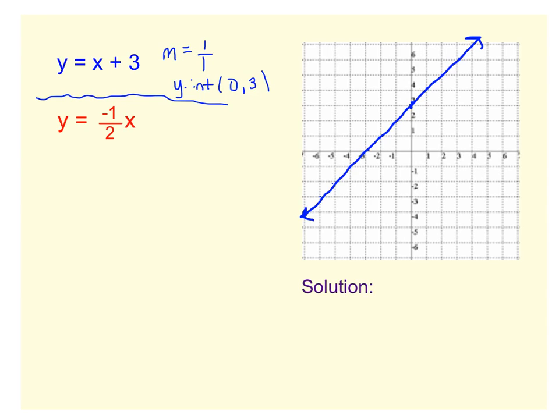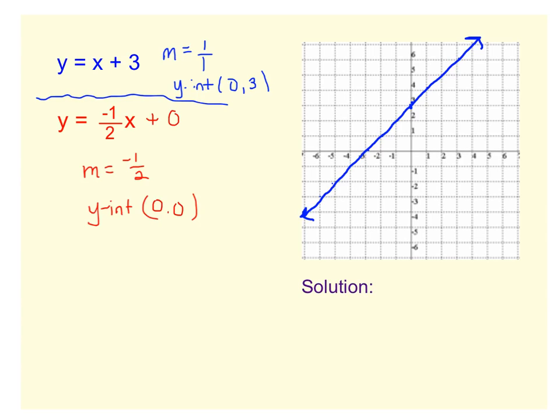All right, so there's our first line. Hopefully yours is straighter than mine. All right, next one, we have y equals negative 1/2 x. So we're solved for y, so that means we can identify the slope is a negative 1/2. The y-intercept, sometimes this throws people off. If there's nothing right here, there's still a y-intercept. It just means that it was a 0 that simplified away. So our y-intercept is (0, 0).